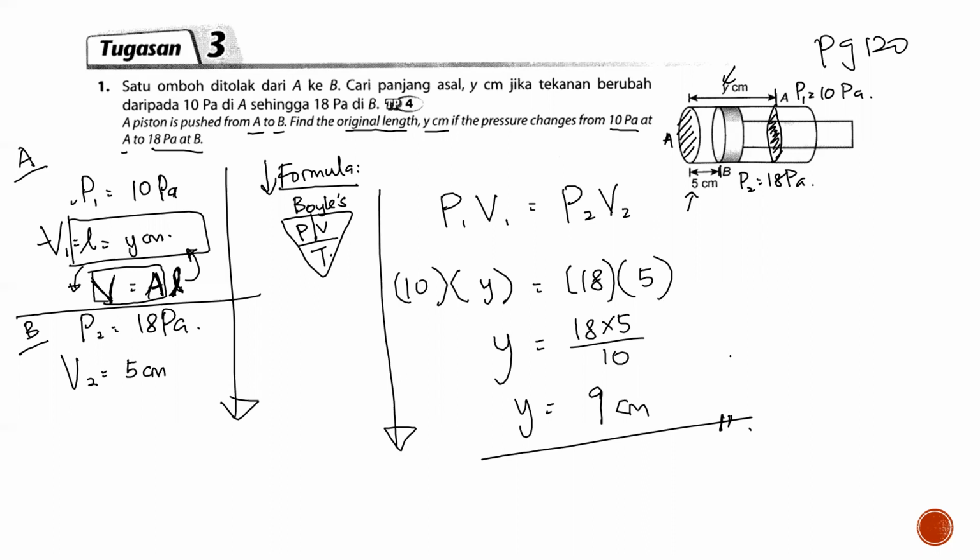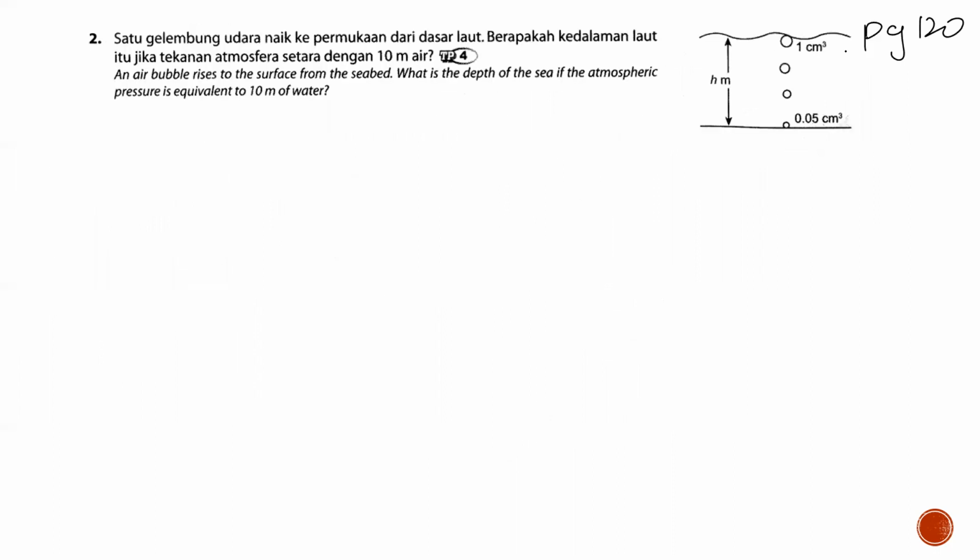All right. This is in your module, page 120. Please do not copy, but do it yourself. Don't copy. All right, so 1, 2, 3. Next. All right, an air bubble rises to the surface from the seabed. What is the depth of the sea if the atmospheric pressure is equivalent to 10 meters of water?